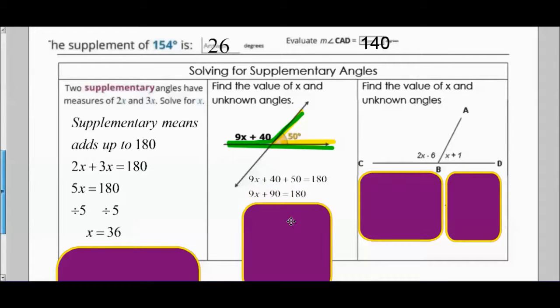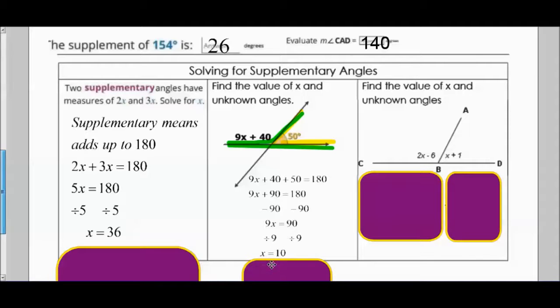We can combine like terms. That gives us 90, 40 plus 50. We would subtract that 90 from both sides. That gives us 90 on the right side and no constant left on the left. And we can divide by 9 as our last step, and that gives us x equals 10.